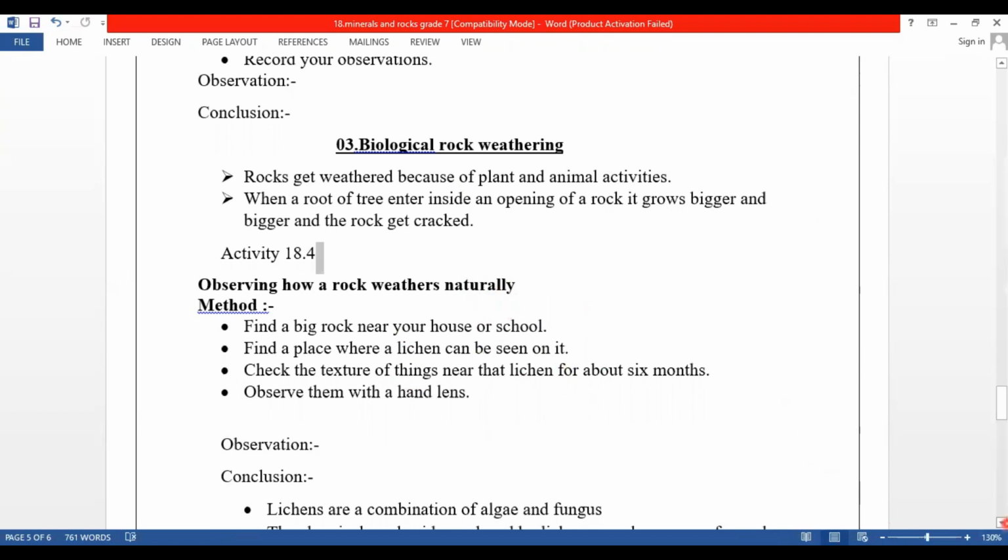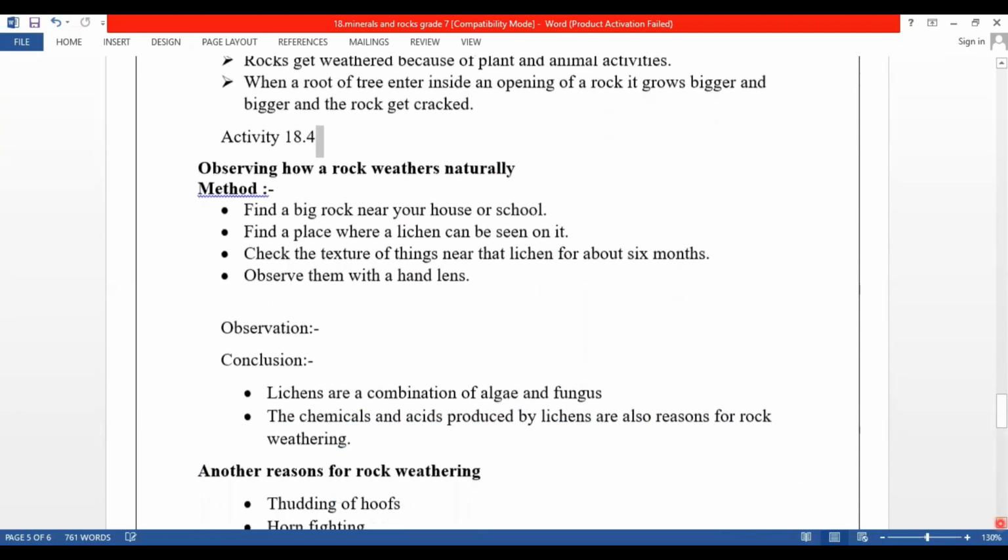There's an activity to get an idea about biological rock weathering, observing how a rock weathers naturally. Method: find a big rock near your house or school. Find a place where a lichen can be seen on it. What is the meaning of lichen? In the picture in your textbook, you can see a lichen. Lichen is made up of a combination of fungi and algae. Fungi and algae live together and form the lichen.